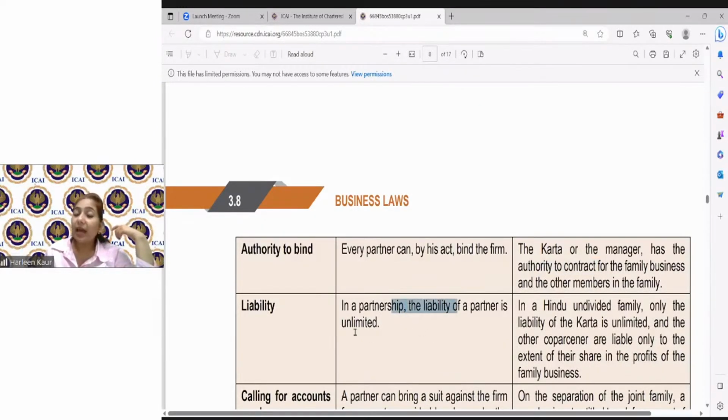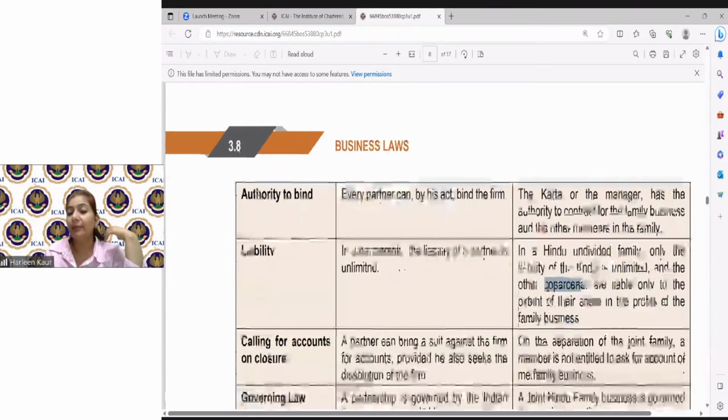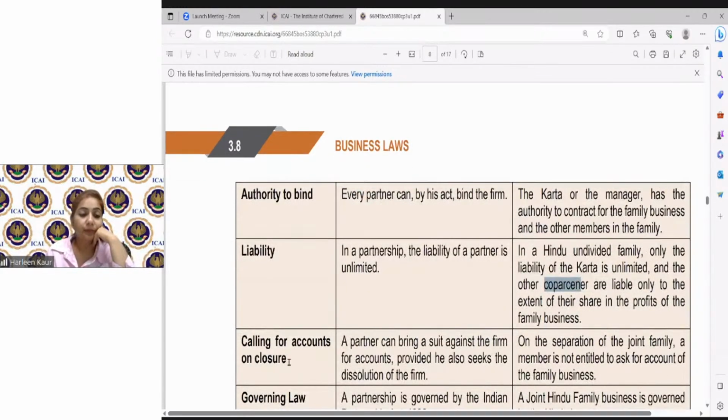Here, for all the partners, liability is unlimited. Liability is unlimited means whatever will be the liability of the business, they all have to contribute and pay for it. But in HUF, what happens? Only the karta's liability is unlimited. Other co-partners, means other co-members, other people in the family, are liable only to the extent of their share in the profits. So major liability is of whom? The karta. Management is also in the karta's hands. Authority of binding also remains with the karta. And the unlimited liability is also of the karta in the family.